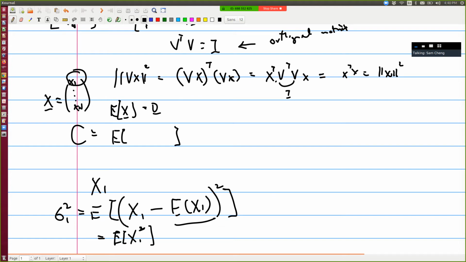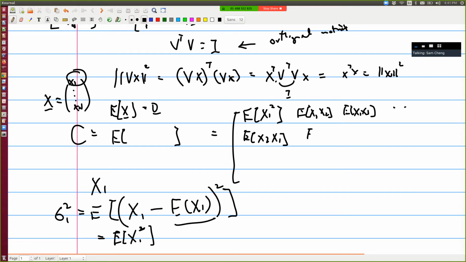Now, how about if I have a vector variable? Then the covariance matrix is a matrix of expectations: expectation of x1 x1, that's basically the variance here, or I can write x1 squared, and expectation x1 x2, expectation x1 x3, and so on. The second row will be expectation x2 x1, expectation x2 squared. This will be the covariance matrix.